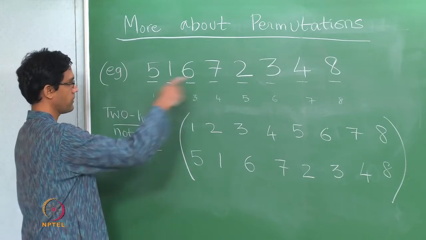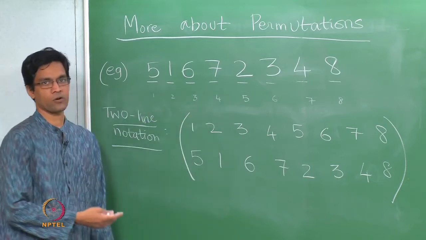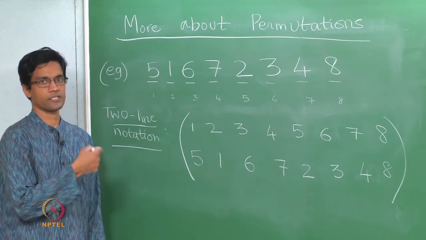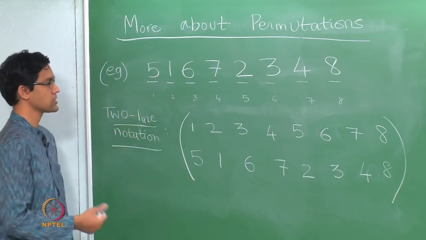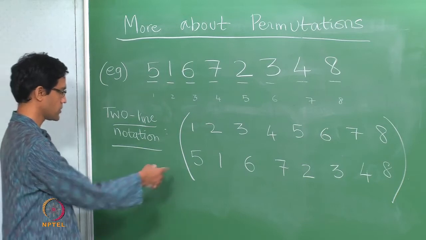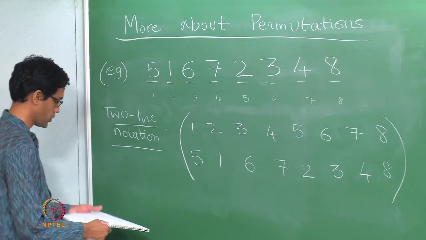The thing we wrote out first is often called the 1-line notation, where we do not explicitly write out the positions themselves but only keep track of the numbers in the various positions. So this is another way of representing the same permutation.